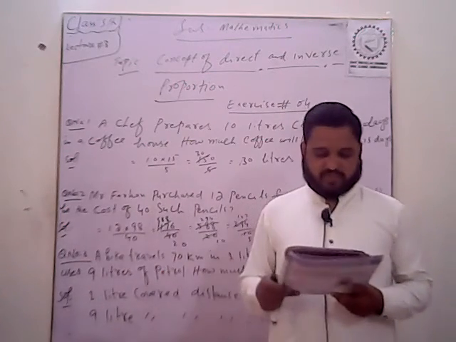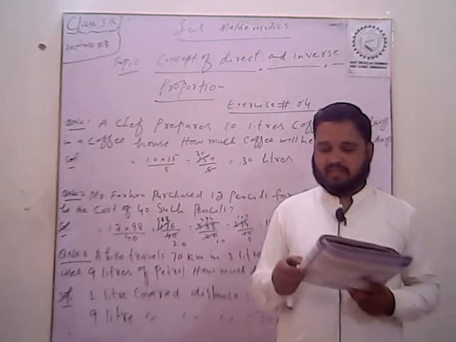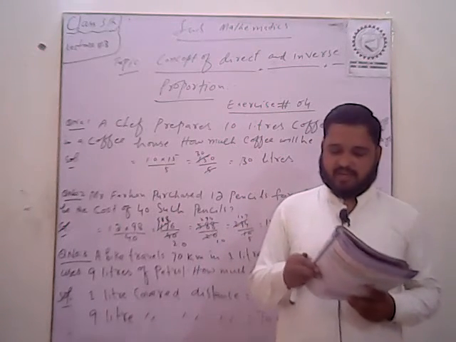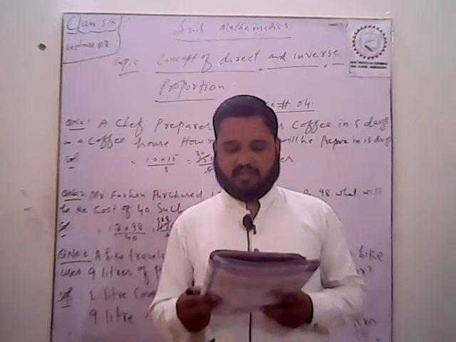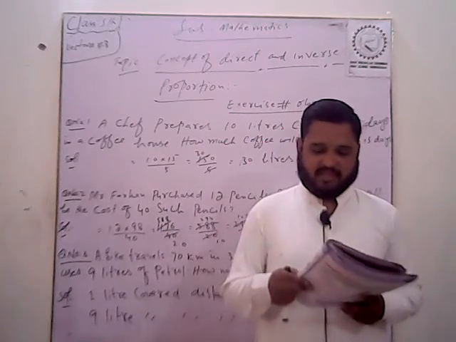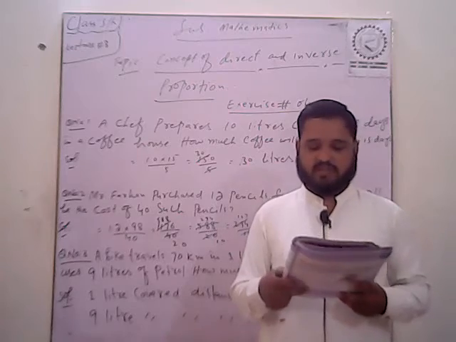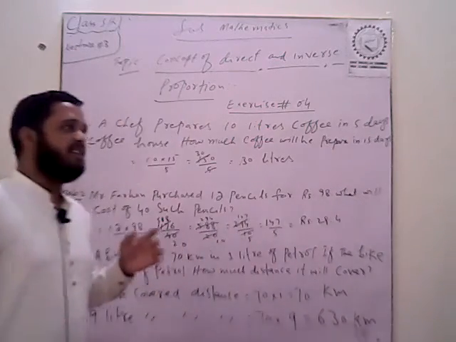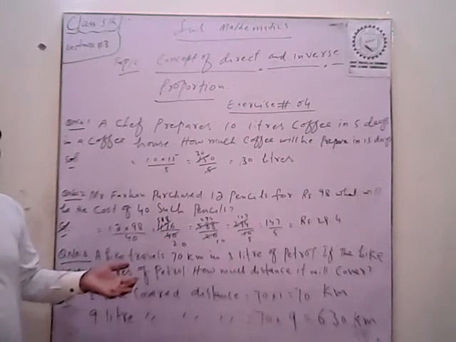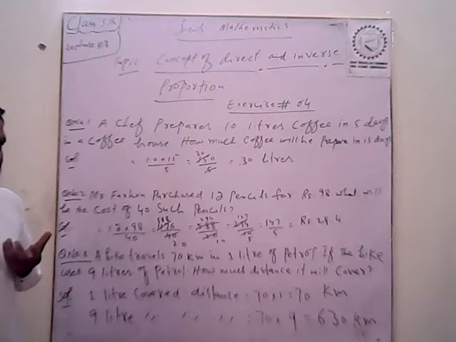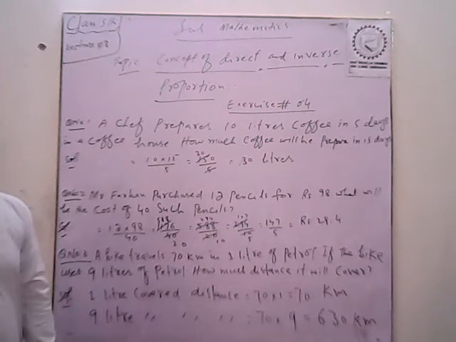So, direct proportion: when two quantities are related to each other in such a manner that if one quantity increases, the other quantity also increases. Otherwise, a decrease in one quantity causes a decrease of the other quantity, which means if one quantity is increasing, then automatically the second quantity will increase. That maintenance of relationship is called a direct proportion.